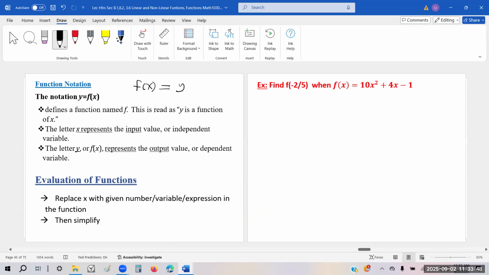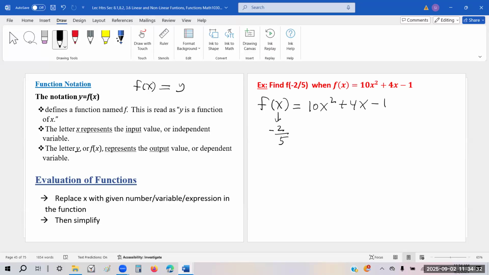For example, this one. They're telling us we have a function f of x, and our function is 10x squared plus 4x minus 1. It's a function without even testing. I know it's a function because my left side said f of x. It means f is a function. The equation you have, it's a function. And now it says, well, find the y value of this function when your x value is negative 2/5.